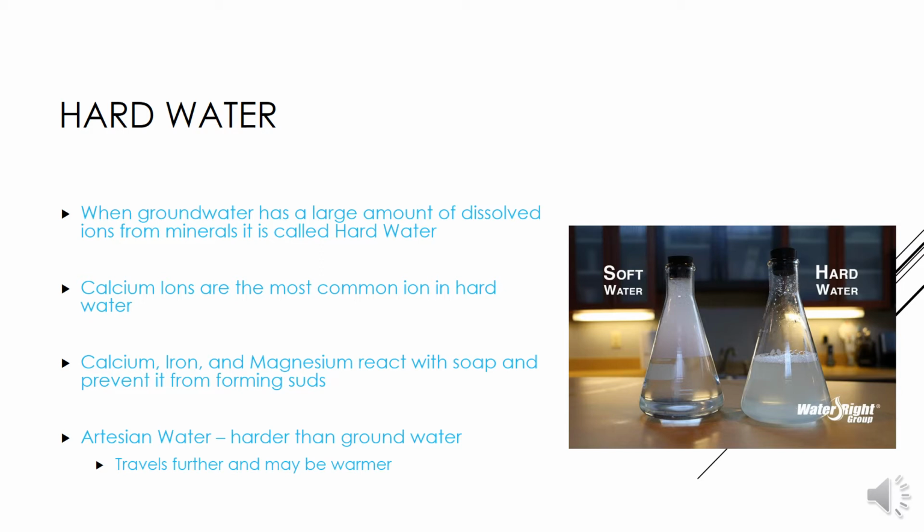Artesian water, this is the stuff that's trapped in between those two impermeable layers. It's harder than groundwater because it has to travel further, it can't get out, and it usually will be warmer. Warmer water, of course, dissolves more minerals.